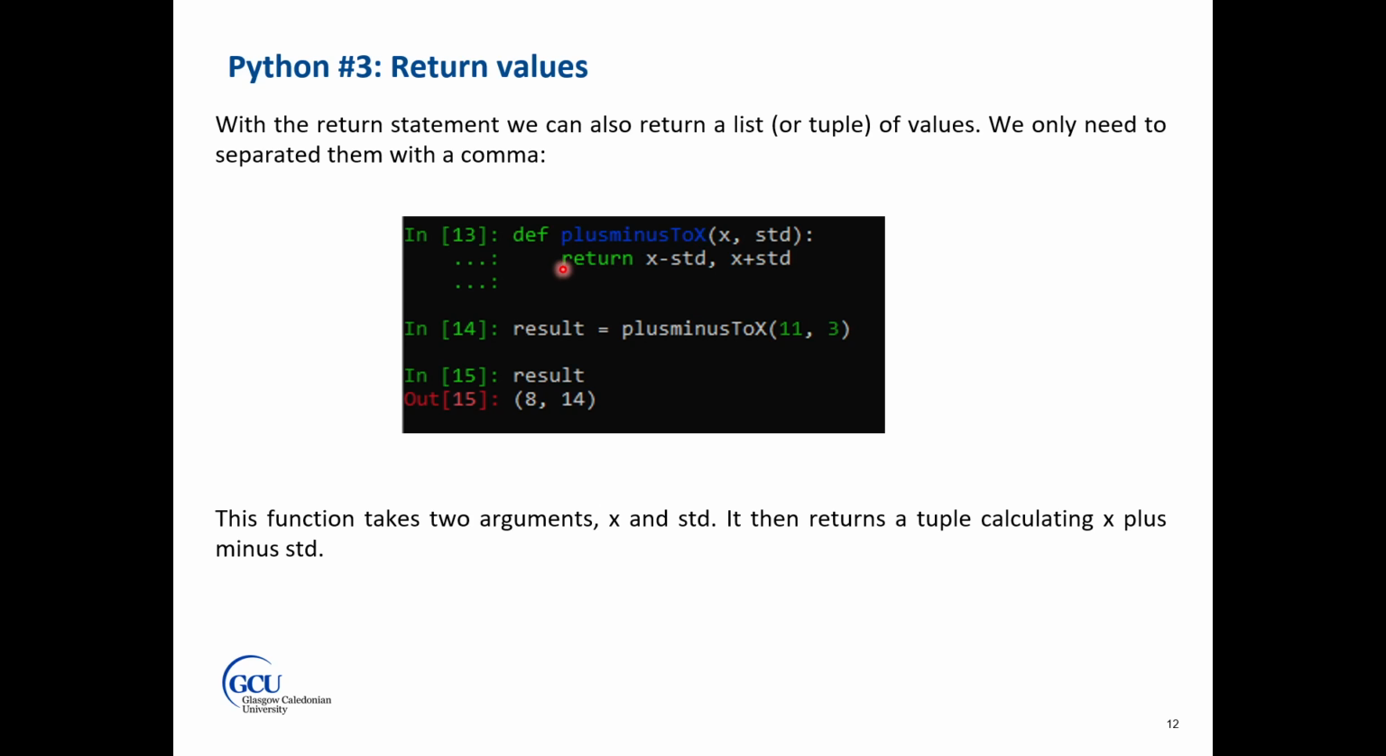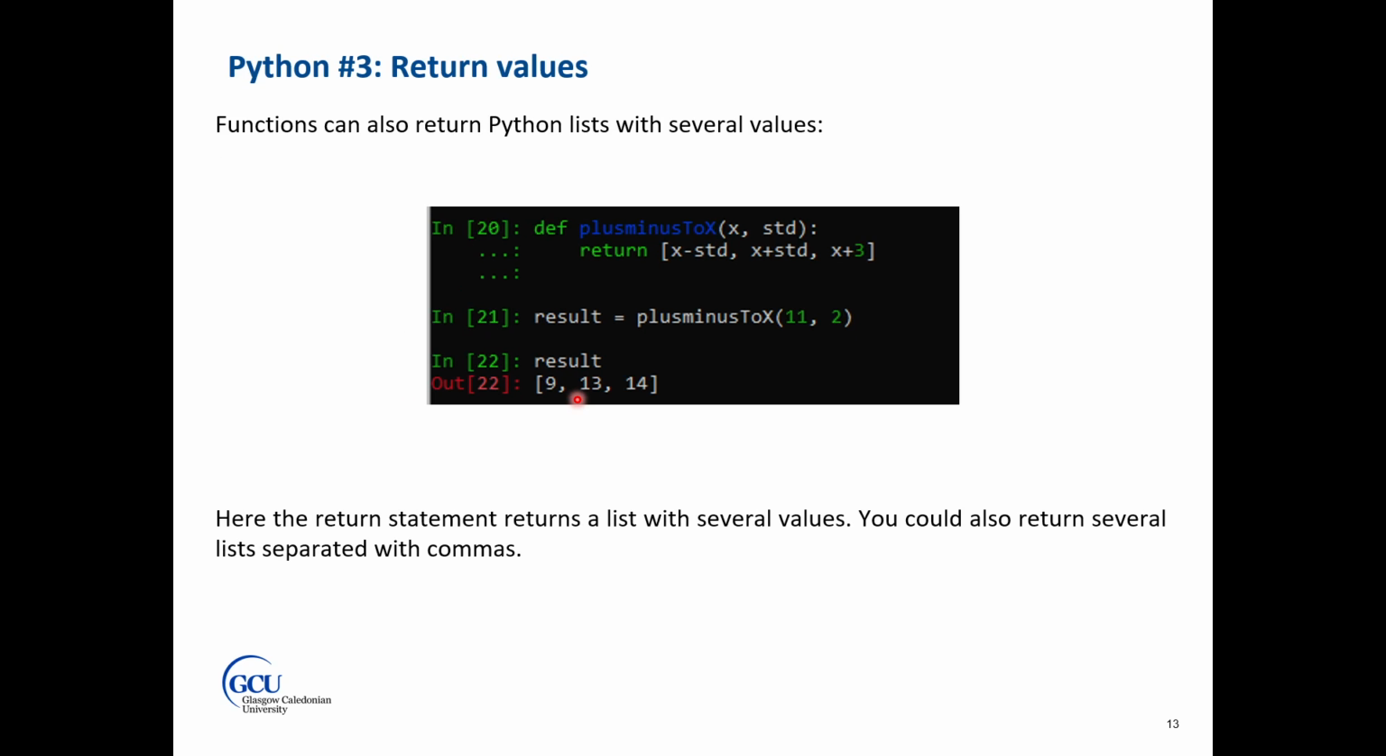So for example, if I say return x minus std comma x plus std, and then I invoke this function, it's going to return both of them. I can also return a Python list. For example, I can say return, square brackets, x minus std, x plus std, x plus 3, square brackets, and then once I invoke this function, it's going to return this list with 3 values.